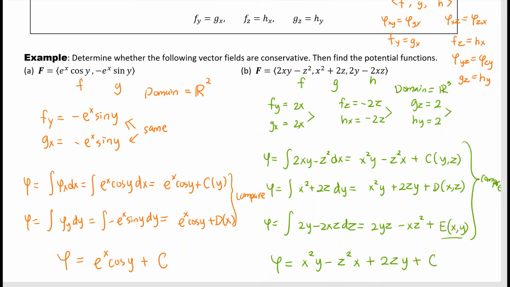Okay? So this is what we mean by compare. You integrate with respect to x, y, z, and then you compare. You pick one of them and you see, okay, compare. With this guy, we have it. This guy, we don't have it. So maybe the function of y and z is this term, and usually plus a constant. And then the next one, we have this guy, and this one we already have. So a function of xy should be x squared y. So this is how we compare.